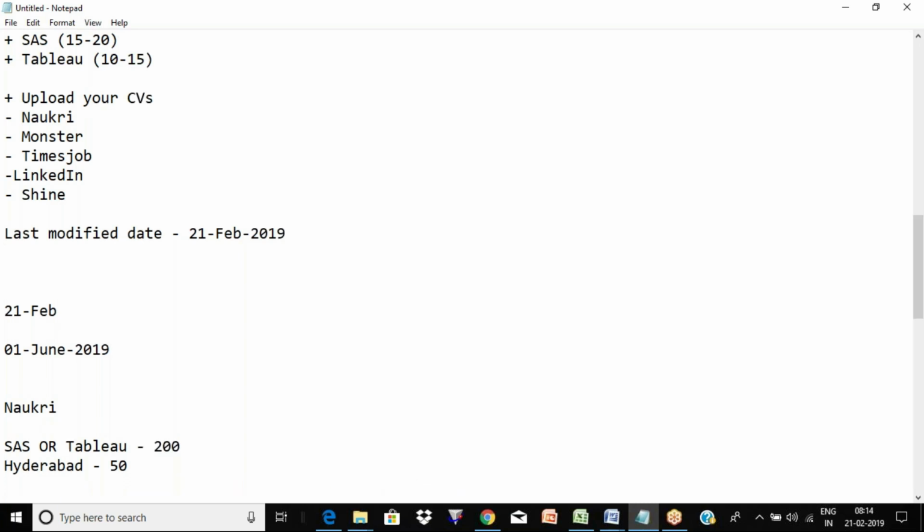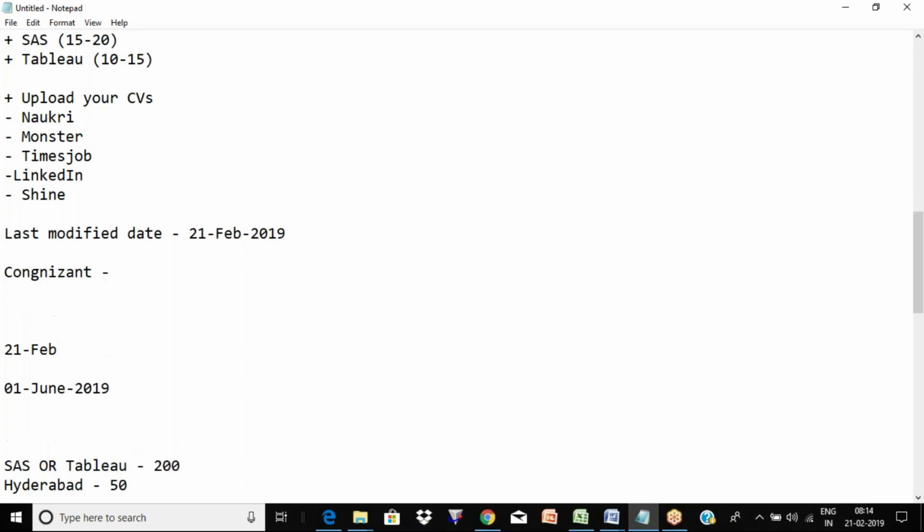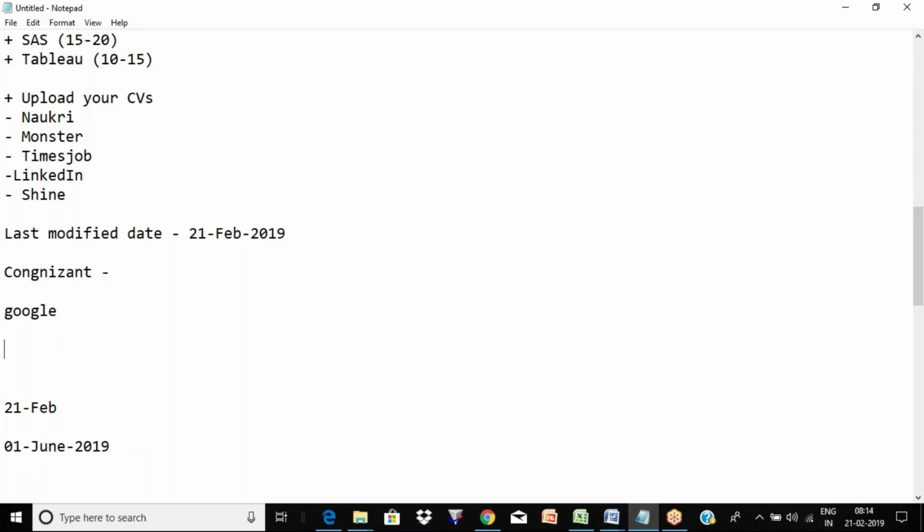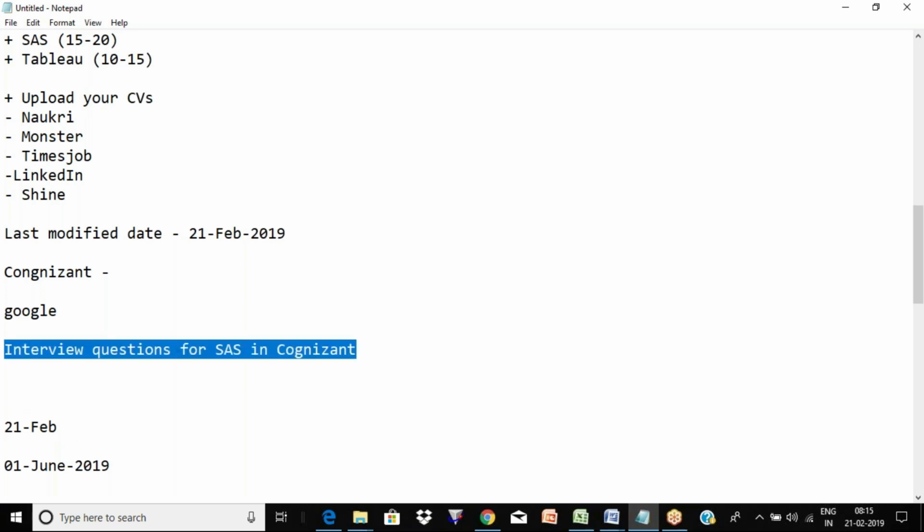And another tip I could give is, let's say you got a call from Cognizant. They're looking for SAS and Tableau. So go to the internet, go to Google and search interview questions for SAS in Cognizant. There will be a lot of people who have attended the interviews in the past. They keep on posting certain interview questions and the answers, how you can answer them. You will also get a lot of help from that.